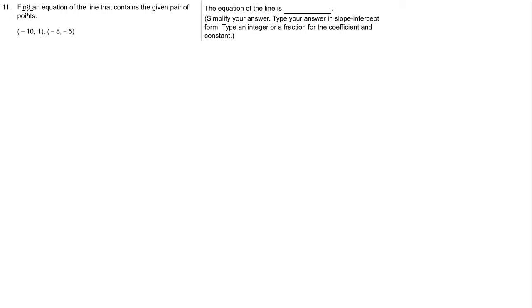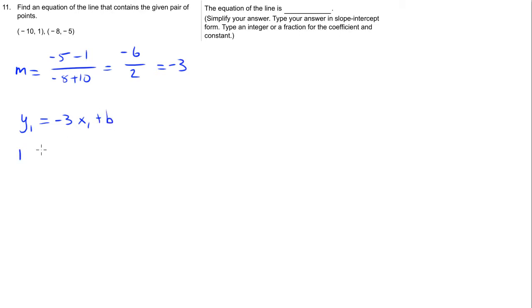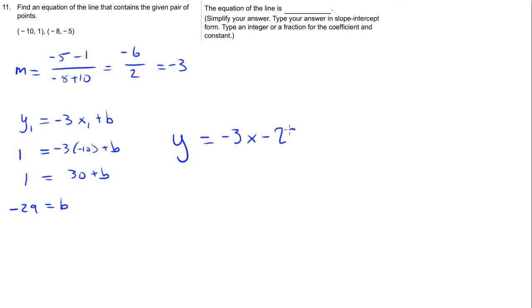Find an equation of the line that contains the given pair of points. This is what we just did. We're going to find the slope, negative 6 over 2, negative 3. We're going to put in a value for y and a value for x to find b. 1 is equal to negative 3 times negative 10 plus b. 1 is equal to 30 plus b. Negative 29 is equal to b. And we get our equation, y is equal to negative 3x minus 29.